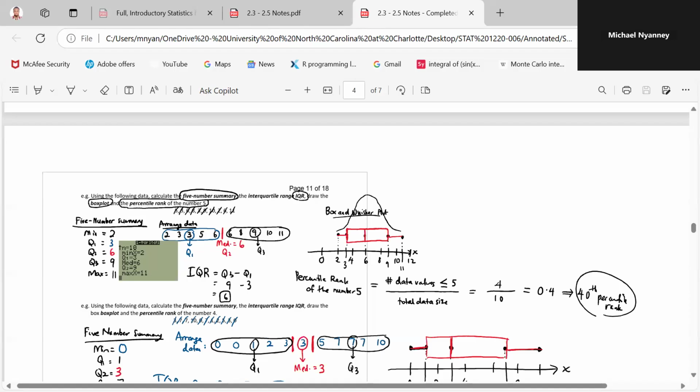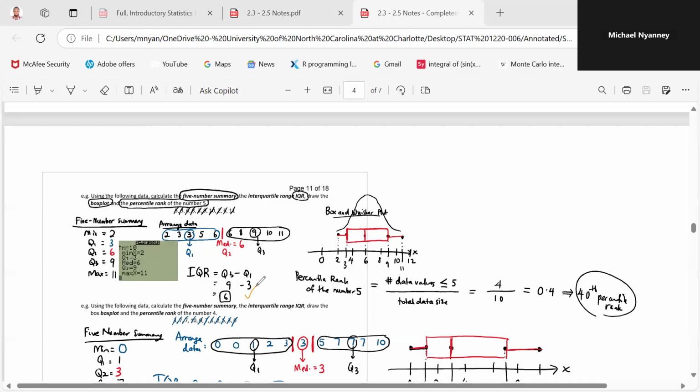Okay, so now to the interquartile range. The interquartile range will be the difference between your Q3 and your Q1. So we have it to be 9 minus what? 3. We have it to be 9 minus 3. So this is it. Now we have to draw the box and whisker plots.